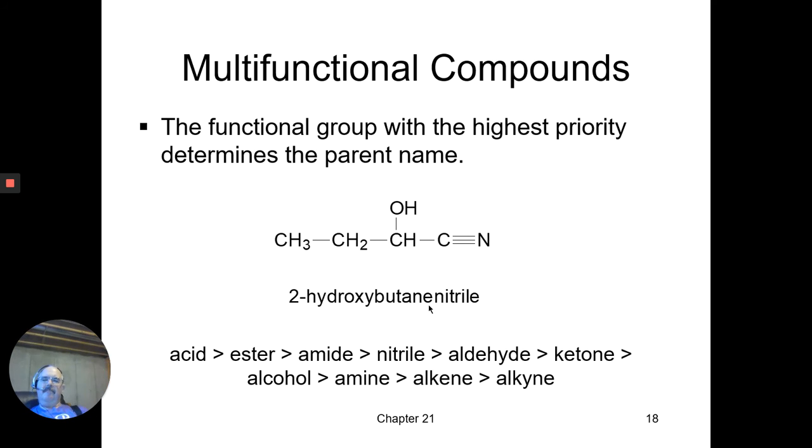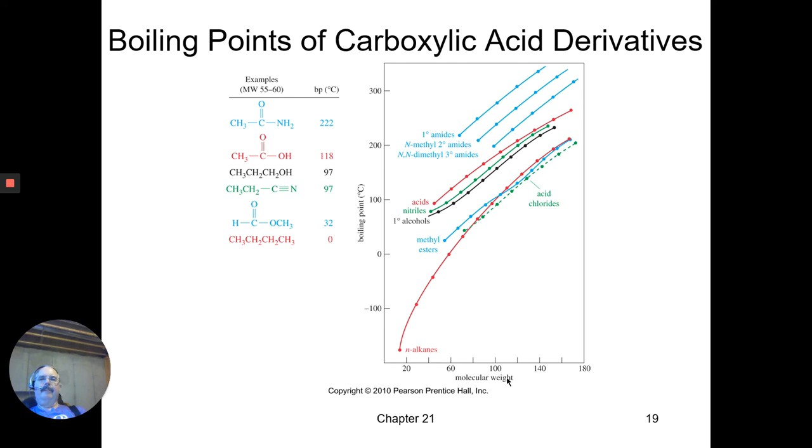Okay, this is a summary of the priorities. Acids are way up at the top. Then we have esters, amides, nitriles, aldehydes, ketones, alcohols, amines, alkenes, and alkynes.